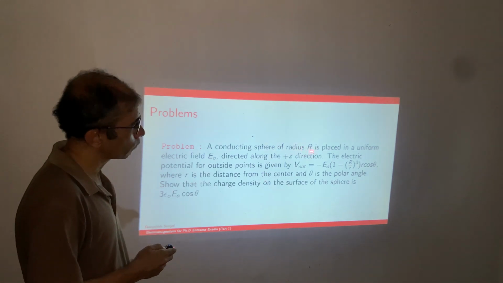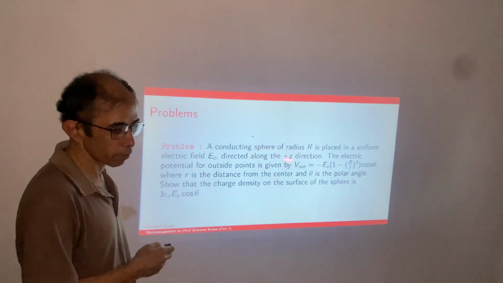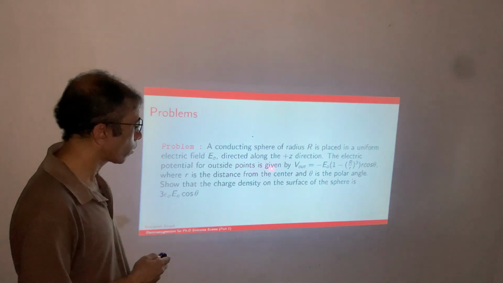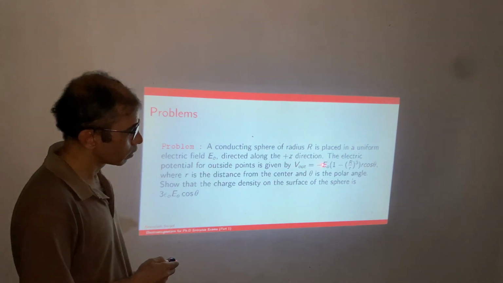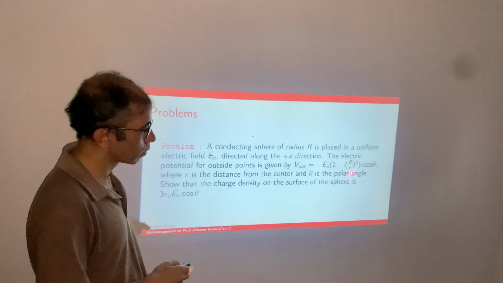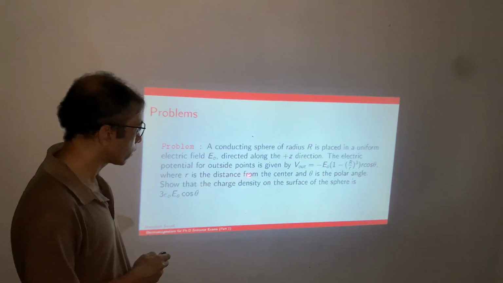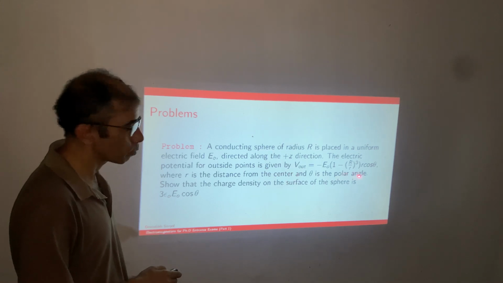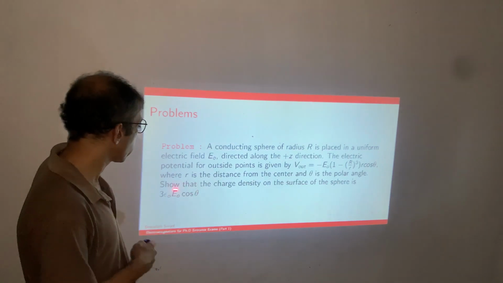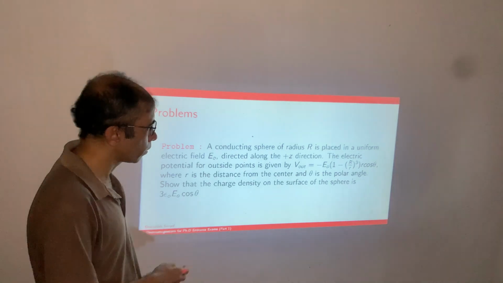A conducting sphere of radius R is placed in a uniform electric field E0 directed along z direction. The electric potential for outside points is given by V out equals E0 times (1 minus (R by r) whole cubed) times r cos theta, where r is the distance from the center and theta is the polar angle. Show that the charge density on the surface of the sphere is 3 epsilon naught E0 cos theta. It's not a difficult problem.